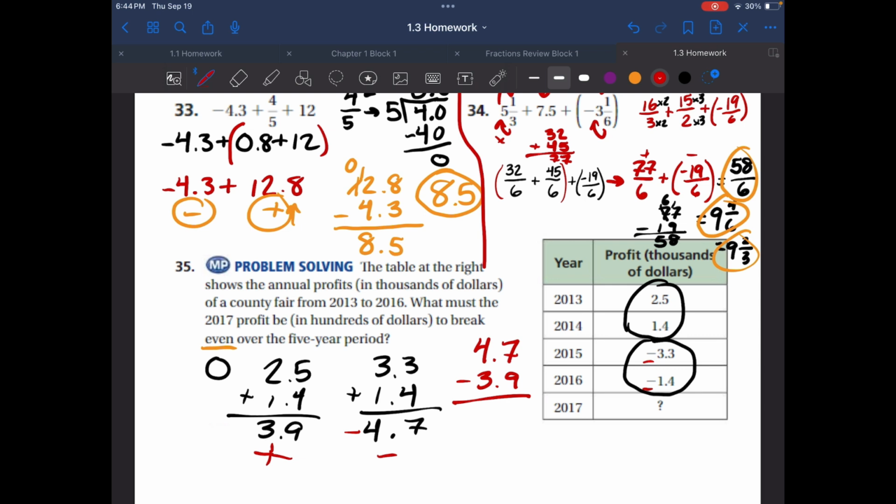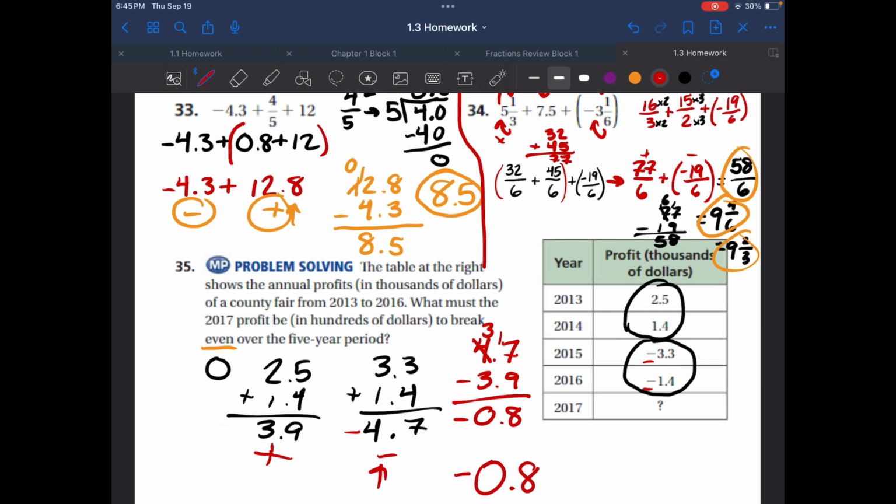I'm going to borrow from my neighbor. And that's going to be 3. 17 minus 9 is 8. 3 minus 3 is 0. Okay. My 4.7 was negative and it was bigger, so my answer is negative. So I've got this negative 0.8. That is how much after the 2013 to 2016, that's where I'm at. I've actually lost money. Okay?